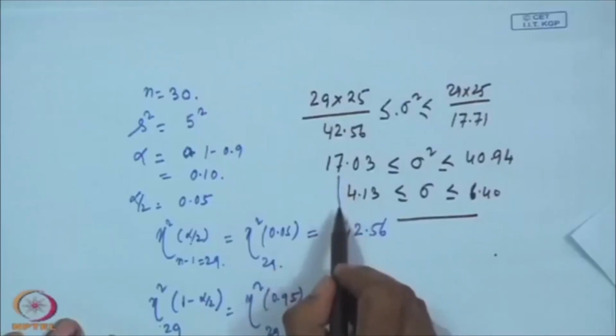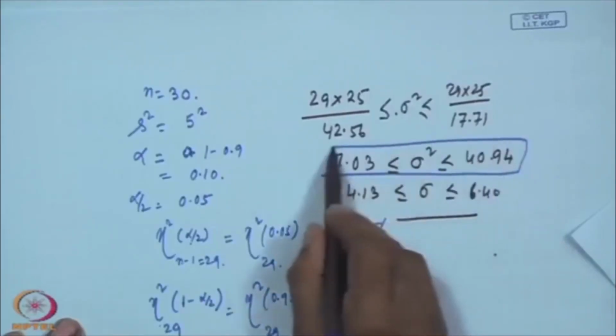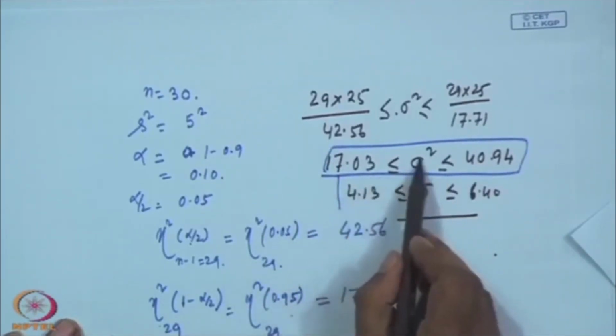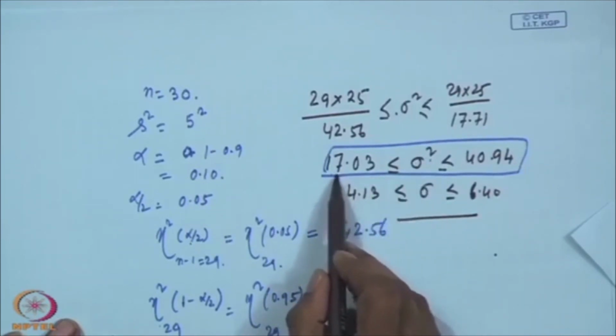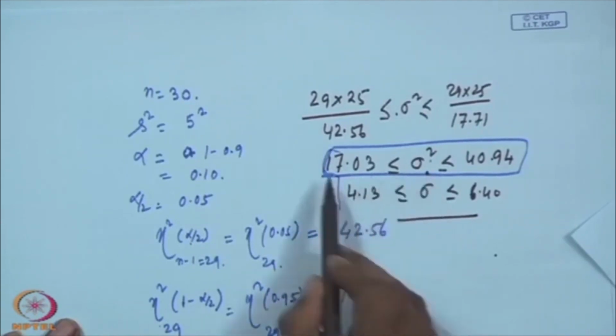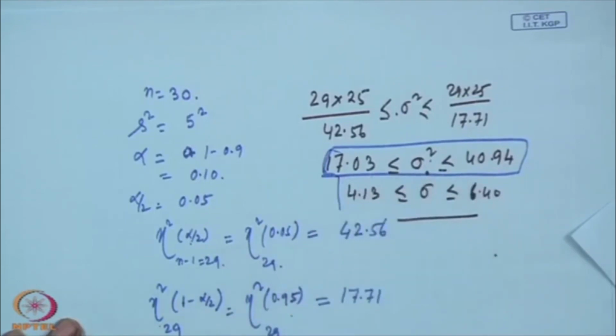And what is the advantage of interval estimation? As I told you, instead of a point estimate, you are getting an interval. And what do you mean? That in 95% of cases the mean value will lie within this interval. For example, in the variance case, whether you consider variance or standard deviation, we are 95% confident that the population sigma square value is somewhere in between this.